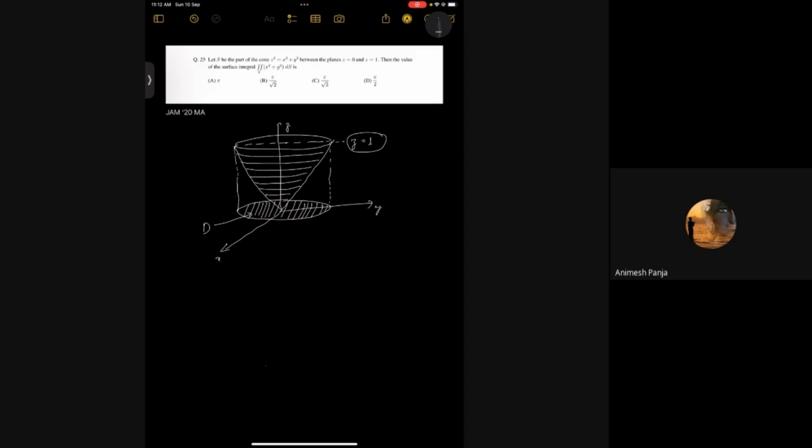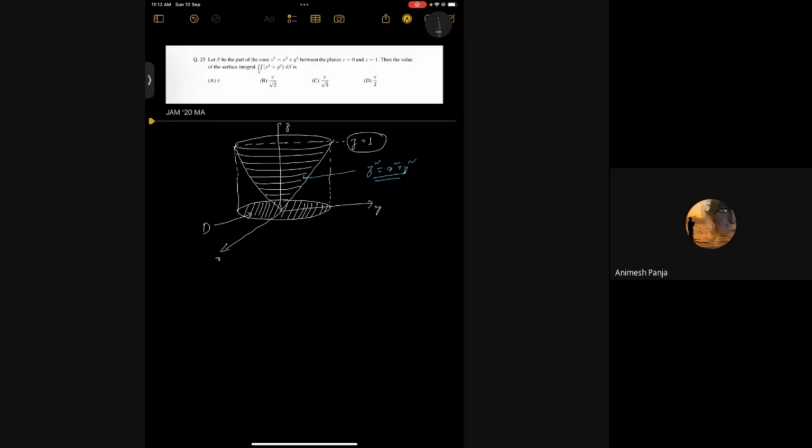Let S be the part of the cone z squared equals x squared plus y squared between the planes z equal to 0 and z equal to 1. Then the value of the surface integral is what? So this is our cone, z squared equals x squared plus y squared.